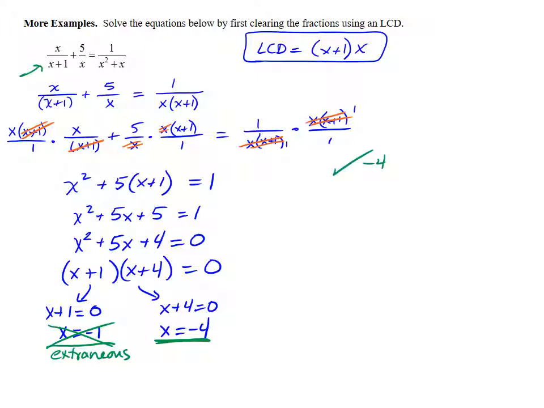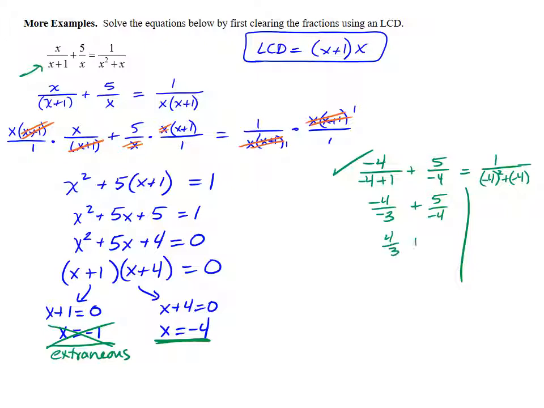So plug the negative 4 in to the entire equation where you see x. So negative 4 over negative 4 plus 1 plus 5 over negative 4 equals 1 over negative 4 quantity squared plus negative 4. Carefully calculate the left and the right side. So on the left, I get negative 4 over negative 3 plus 5 over negative 4. Now a negative over negative is a positive 4/3.